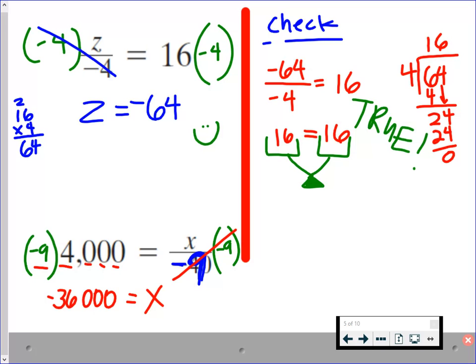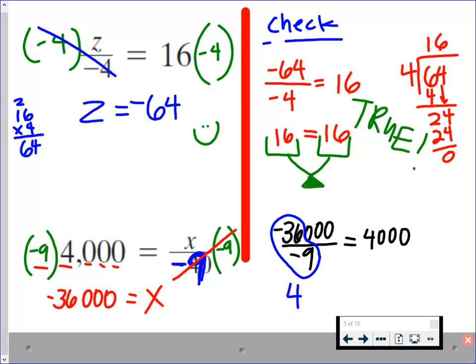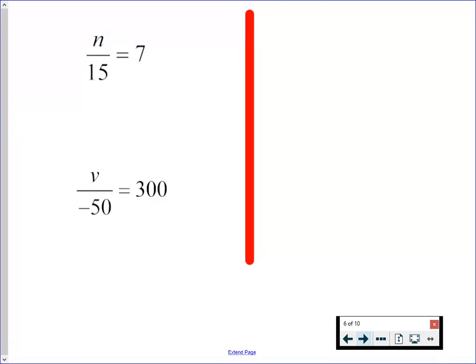All right, let's go double check my work. Here's a nice little trick. -36 divided by -9, +4, 1, 2, 3 zeros. Look at that nice equal math. Next ones.